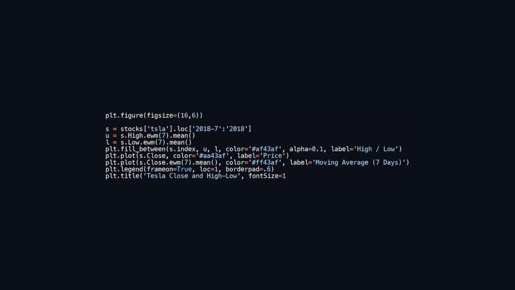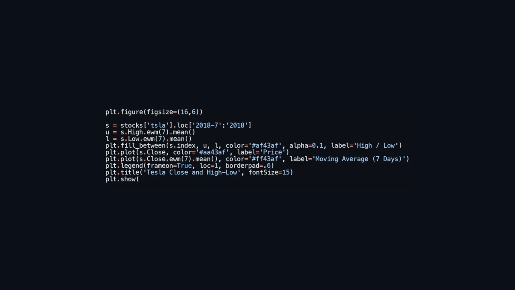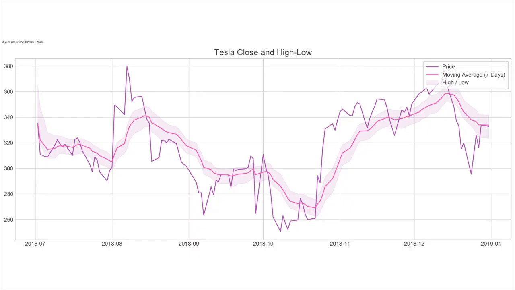The legend identifies these elements, making the graph easier to interpret. The title of the plot succinctly describes the content, and the overall layout is designed to facilitate understanding of Tesla's stock behavior over the specified period. The output image effectively conveys the relationship between the closing prices and the high-low range, illustrating periods of volatility and stability in Tesla's stock performance throughout the latter half of 2018.